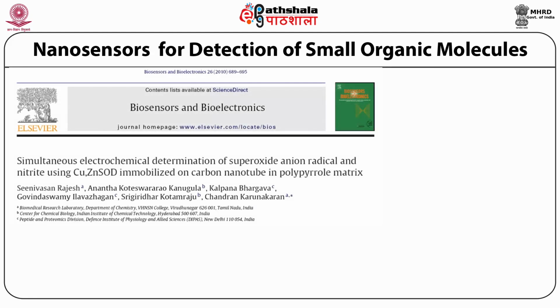This work is a typical example of how the use of nanoparticles in matrices can enhance the response of biosensors. One such biosensor developed was a biosensor for superoxide anion radicals, which is a reactive oxygen species, by the use of superoxide dismutase enzyme immobilized on a carbon nanotube in a polypyrrole matrix. Polypyrrole itself is an electrically conducting matrix. However, when carbon nanotubes are added to that matrix, it enhances the electrical conductivity of the biosensing element.